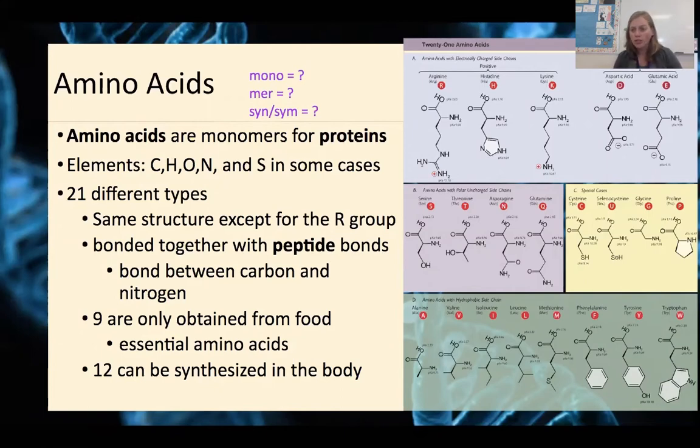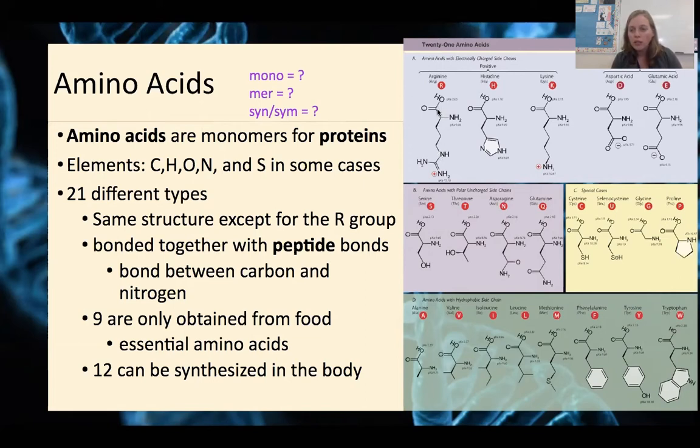There are 21 different types of amino acids. You can see them all here. And they all have the same structure except for that R group. So let me show you what that looks like. Keep in mind that we have carbons here in the corners. Even though they're not listed, they are there.